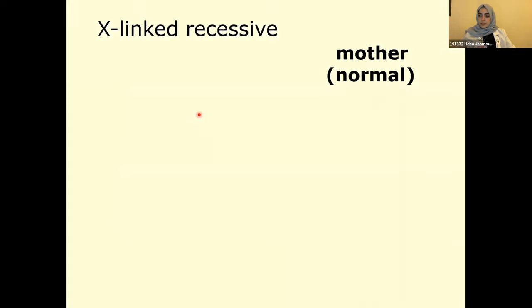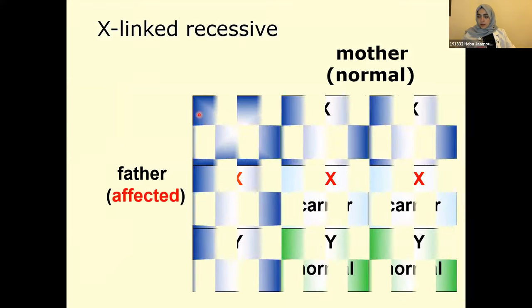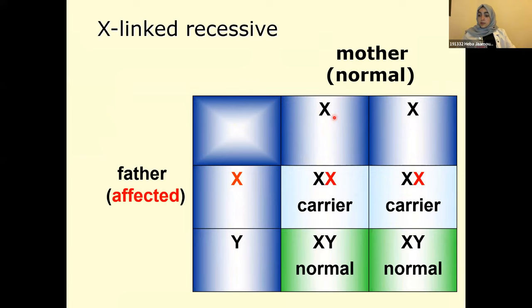I think it's easier when we look at this. Let's say that we have a normal mother and an affected father, okay? So this is what it's going to look like. XX, both of them are normal. This is an affected X and this is a normal X, okay? So for an affected father, all sons will be normal because the son gets the Y. This X has nothing to do with anything when it comes to the son. And the mother is normal, so normal X and normal Y, they're normal.